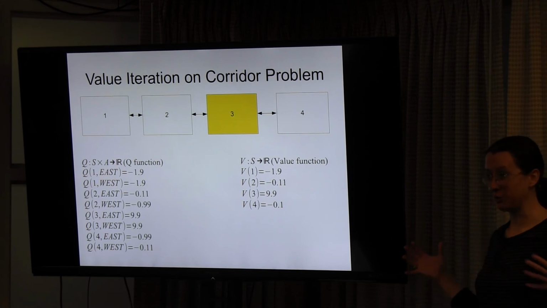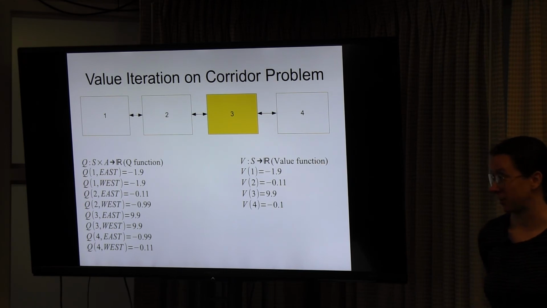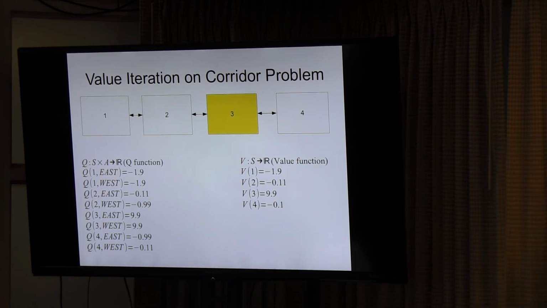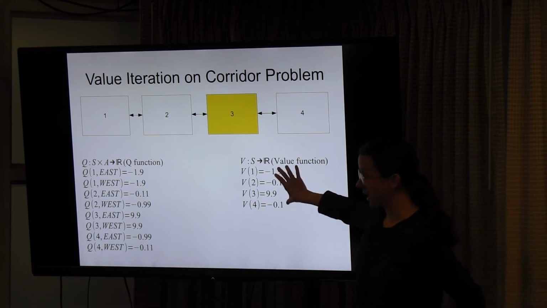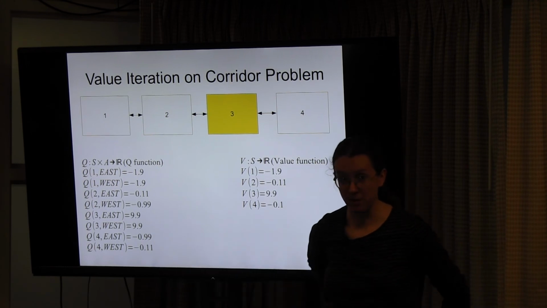Just intuitively, do we really need to know these values in order to act optimally? Yeah, I guess you don't need to know exactly what the value is, you just need to know the relative order. Exactly. So value iteration is going to compute the value function or the utility function, the expected discounted reward from being in a particular state.